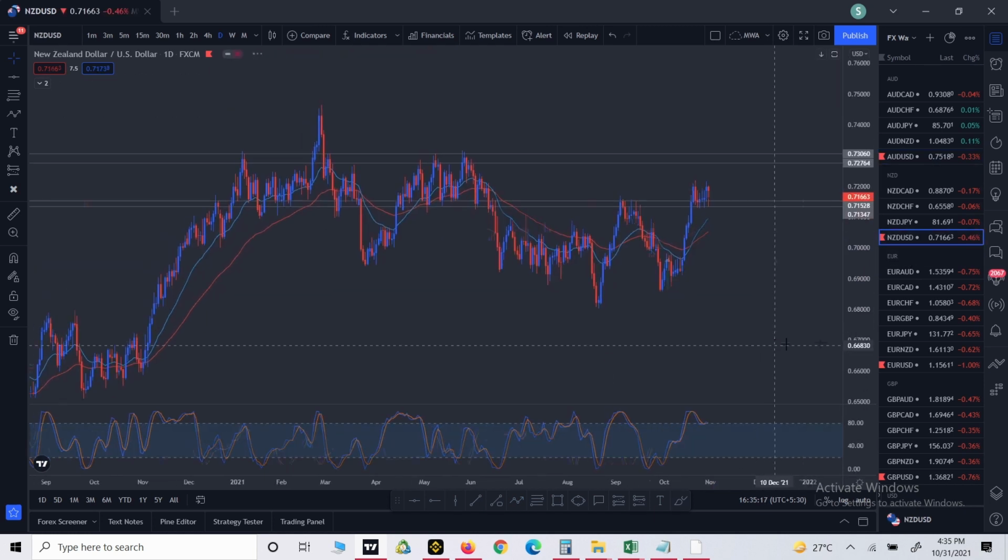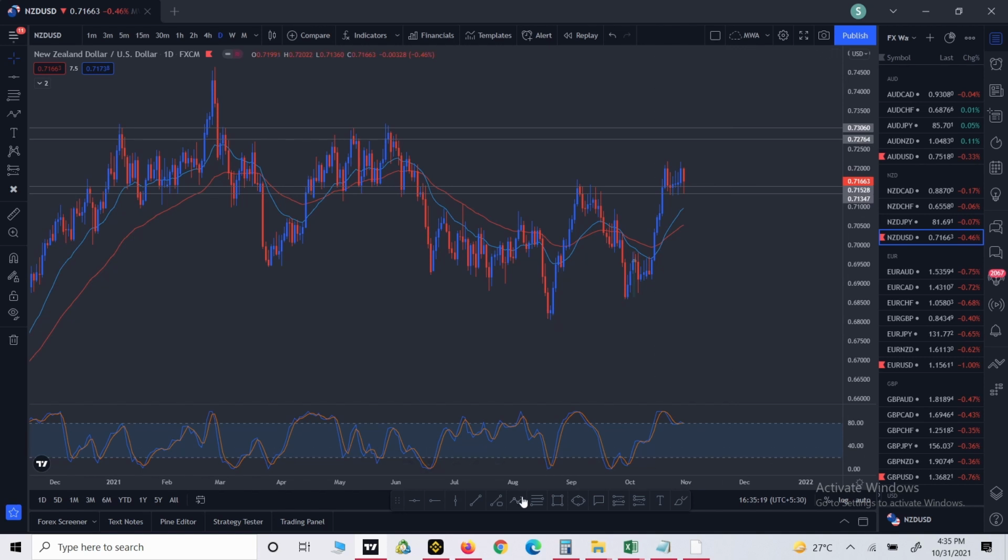Next we will talk about the New Zealand USD. Starting from here, we have the low, lower, high, lower, low, lower, high, lower, low, lower, high, lower, low. Then the price broke and closed above the previous high. We made a higher high, then a higher low, which is higher as compared to the previous low. Then the price broke and closed above the previous high.